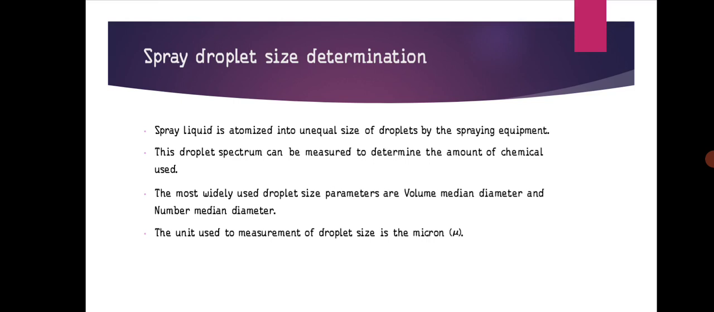Spray droplet size determination. Spray liquid is atomized into unequal size of droplets by the spraying equipment. This droplet spectrum can be measured to determine the amount of chemical used. The most widely used droplet size parameters are volume median diameter and number median diameter. The unit used for measurement of droplet size is micron.